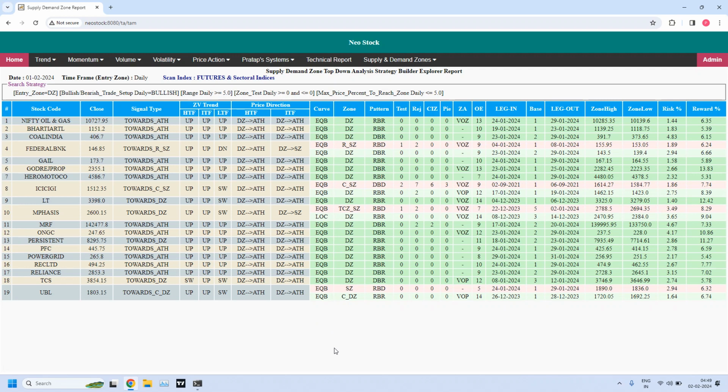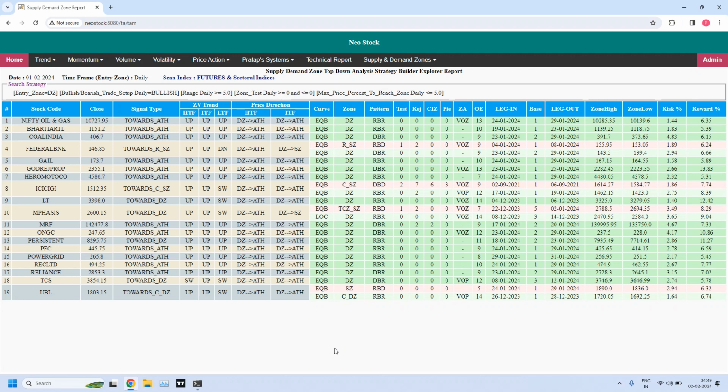All these are bullish trade setups, and the reward is more than 5%, and current prices are near the 5% level from the current demand zone. Maybe the prices might be moving towards the demand zone or maybe towards the supply zone, that is a different thing. But from the demand zone, prices are at the 5% level. So all these stocks are supporting a bullish trade setup at this point of time.